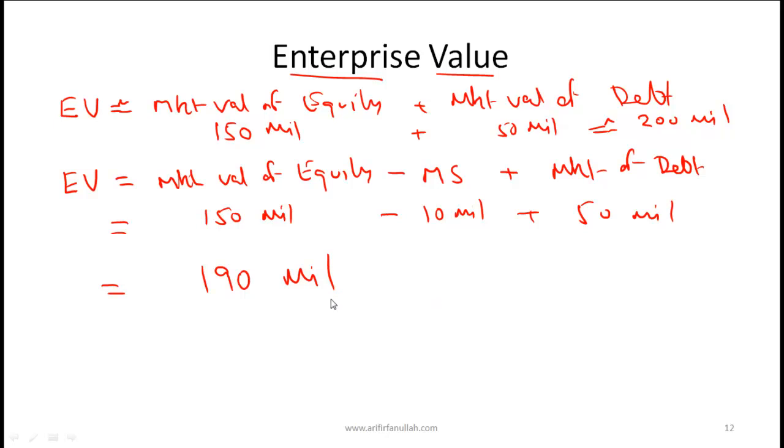190 million. So in simplistic terms, enterprise value represents the value of this enterprise, and clearly any investments that the firm has made elsewhere are just subtracted from the market value of equity plus the market value of debt.